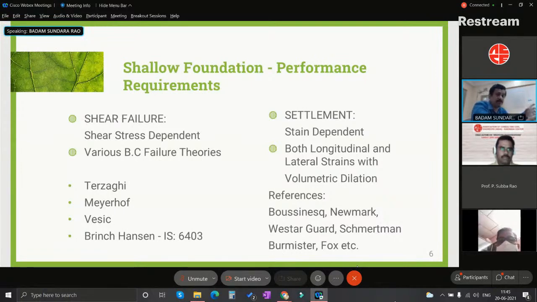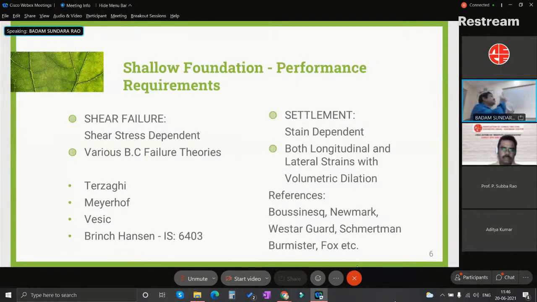Once we look at the laboratory model test, it clearly reflects the failure plane in the form of a bulging of the specimen during the testing. Just now we have discussed that this has the influence of both longitudinal and lateral strains, and there is some sort of volumetric dilation.